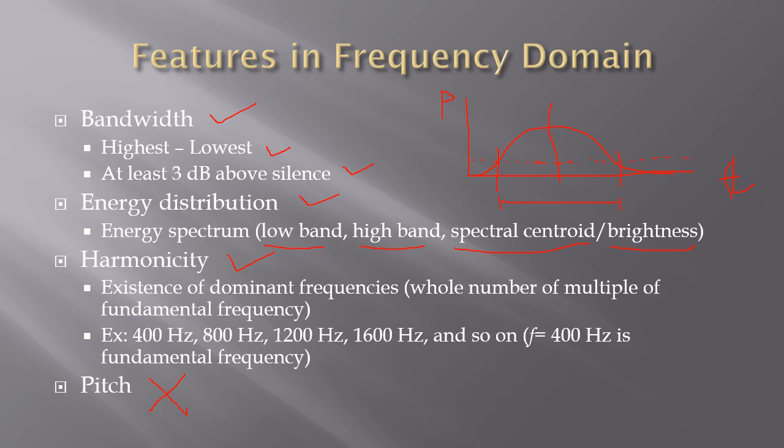But it is not energy distribution. It means that it represents energy distribution because this is only one frame. Remember that we have so many frames in our data. So the variability of this spectral centroid from frame to frame would also give us the description or the characteristic of the sound.